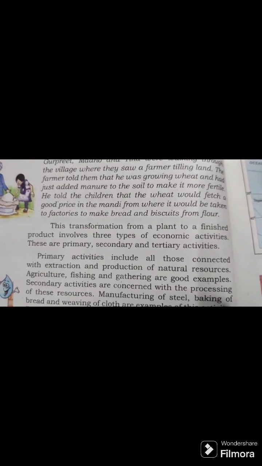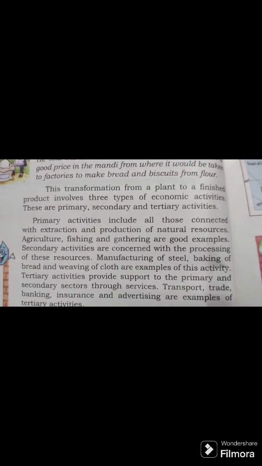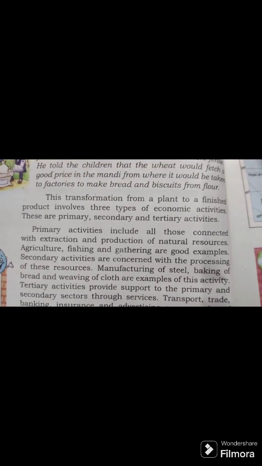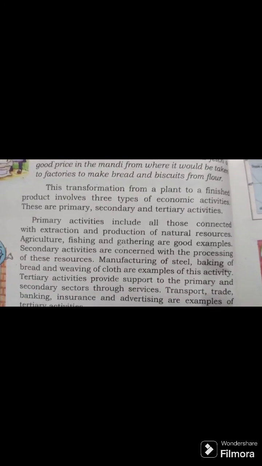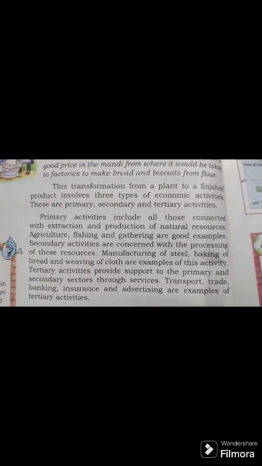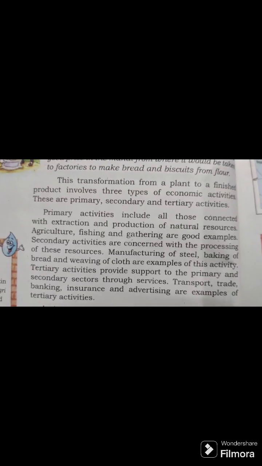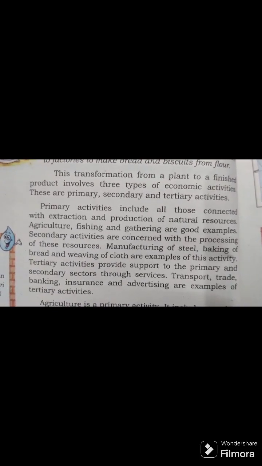These are primary, secondary, and tertiary activities. Primary activities include all those connected with extraction and production of natural resources. Agriculture, fishing, and gathering are good examples. Secondary activities are concerned with the processing of these resources. Manufacturing of steel, baking of bread, and weaving of cloth are examples of this activity.